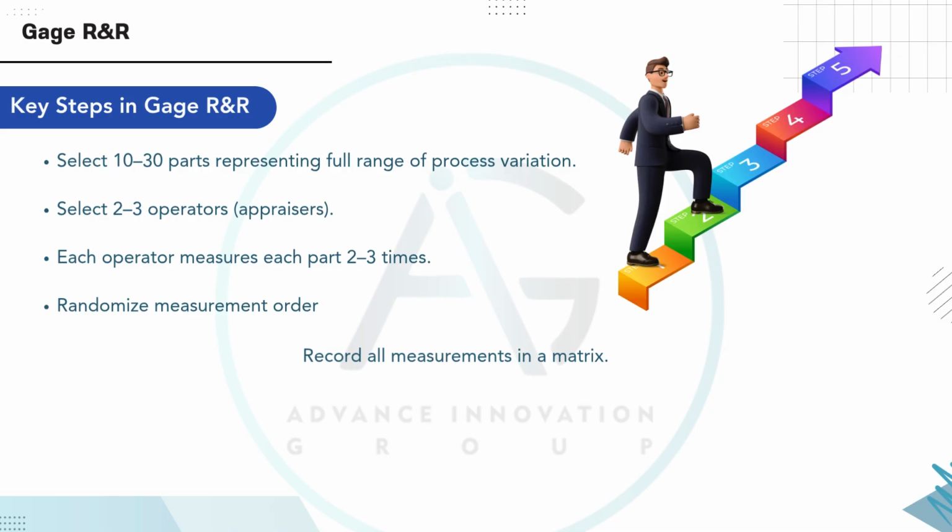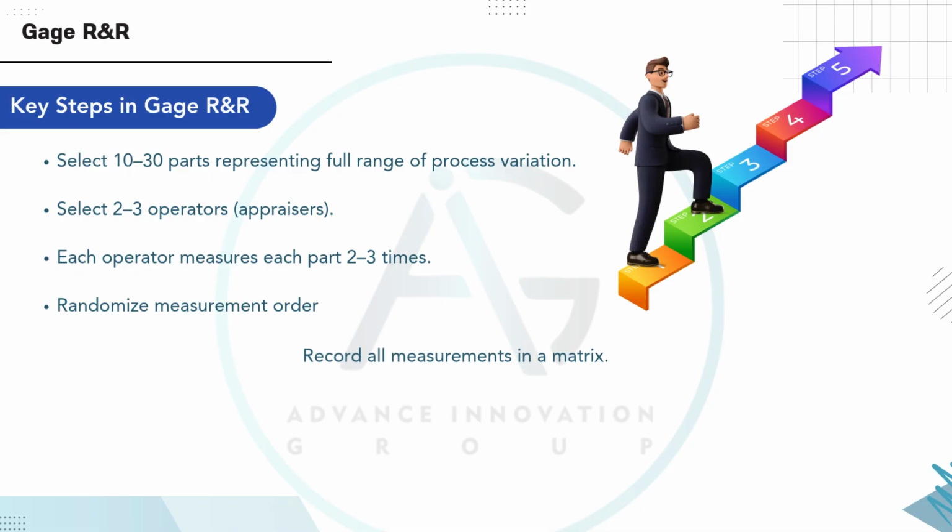It is crucial to randomize the measurement order. This prevents any bias due to sequence effects or operator fatigue, and simulates real-world variability more effectively. Finally, make sure to record all measurements in a matrix format. This structured data set will be used to analyze and quantify the repeatability and reproducibility components of variation.